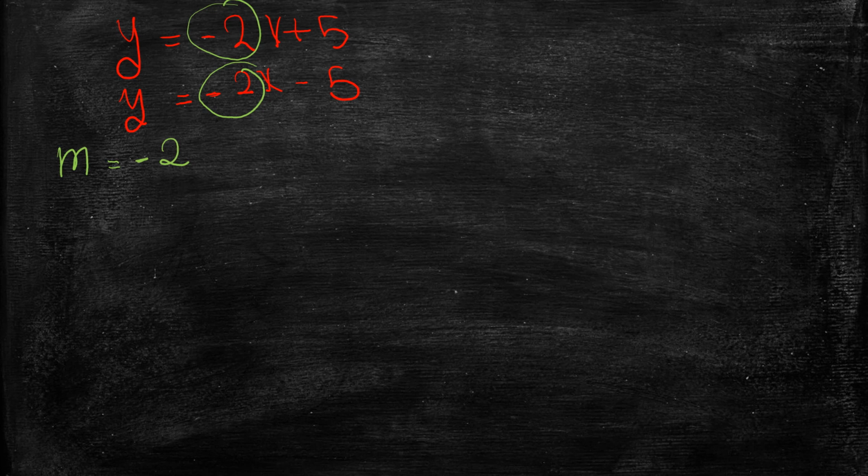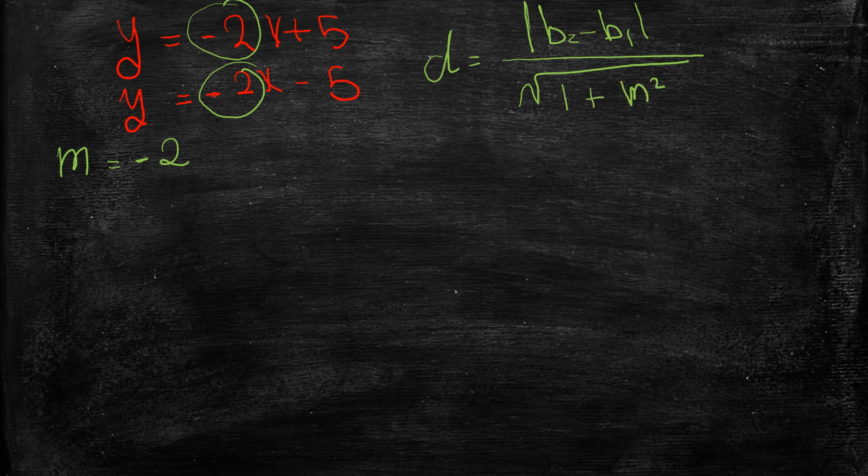Because here we are finding the distance between two lines, I know that I'll be using the first formula, which is d equals the absolute value of b2 minus b1 divided by the square root of 1 plus m squared. So we need to identify b1 and b2. b1 is 5, the y-intercept in the first line, and b2 is the y-intercept in the second line, which is minus 5. Let's plug in these values in the formula.